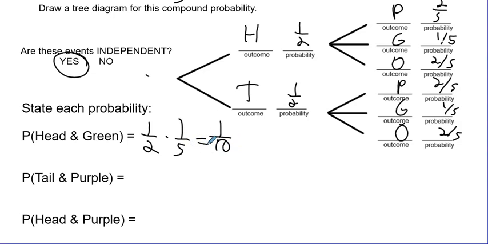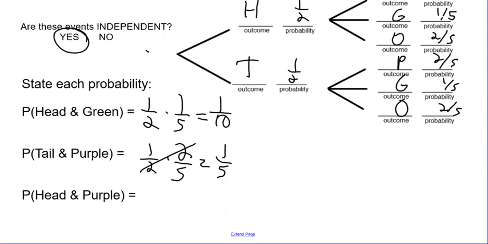Now how about tails and purple? Well, again, you're starting with 1/2. Purple is 2 out of 5. Now you could multiply straight across and get 2 over 10 and then reduce it, but you can cancel right there and get 1/5. And heads and purple, again, you're starting with 1/2, and then purple is 2 out of 5. And that is the same possibility there.